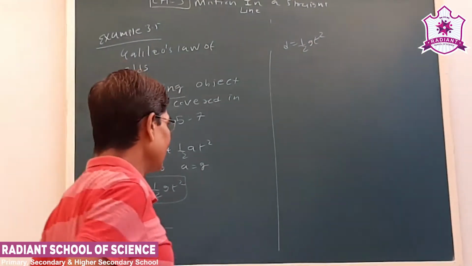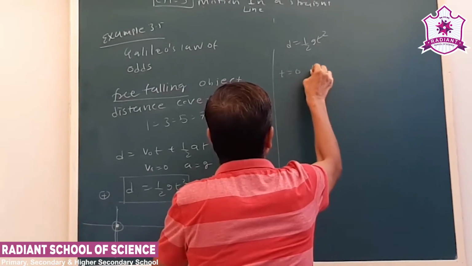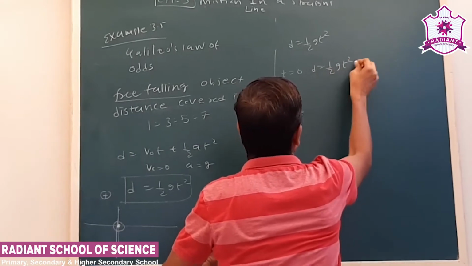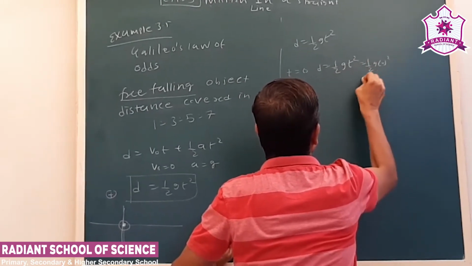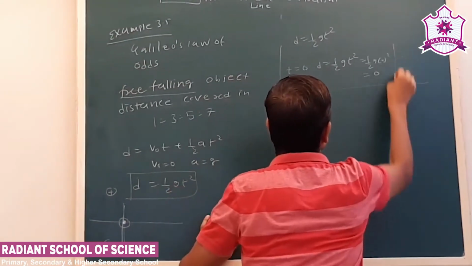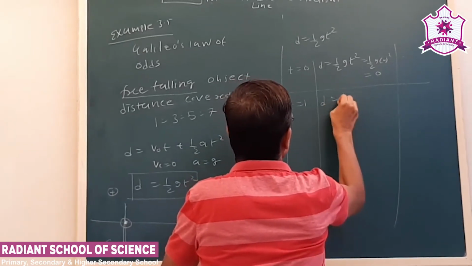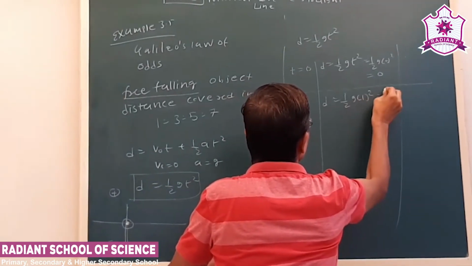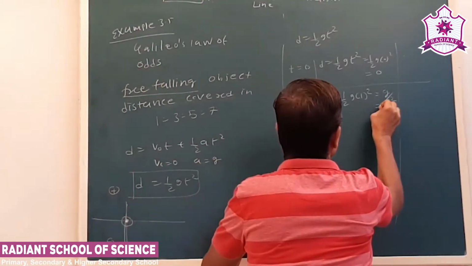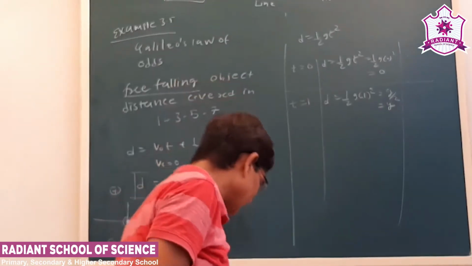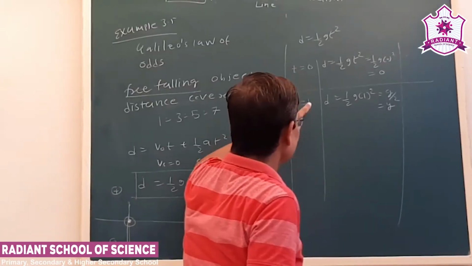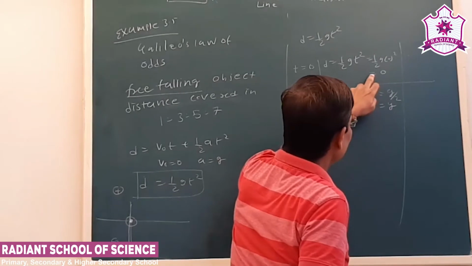Now the equation is d is 1 by 2 g t square. At t is equal to 0, the distance d is 0. Now let us say at t is equal to 1 second, the distance covered is 1 by 2 g into 1 square, that is g by 2. This we consider, let us say, y. Now we have to find out the distance covered in consecutive time intervals, that is between 1 second and 0 second, which will be y minus 0, that is y.